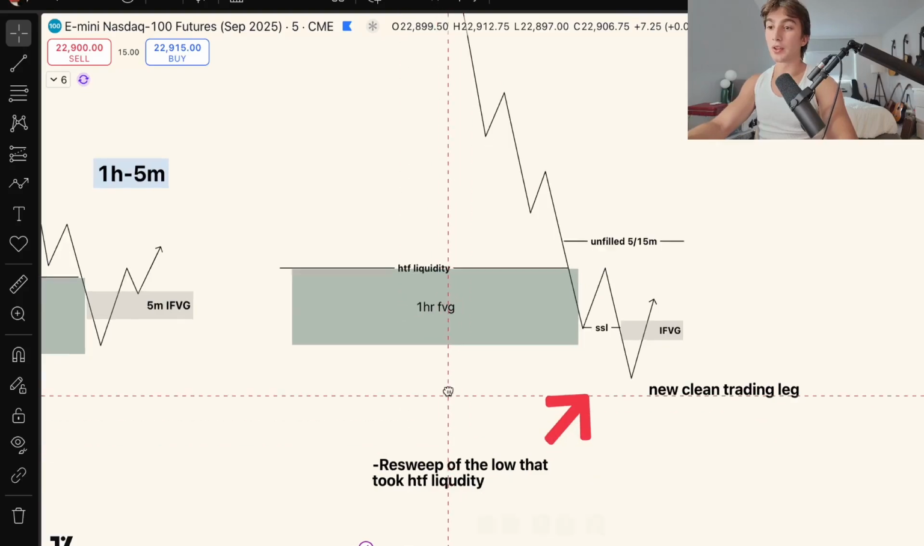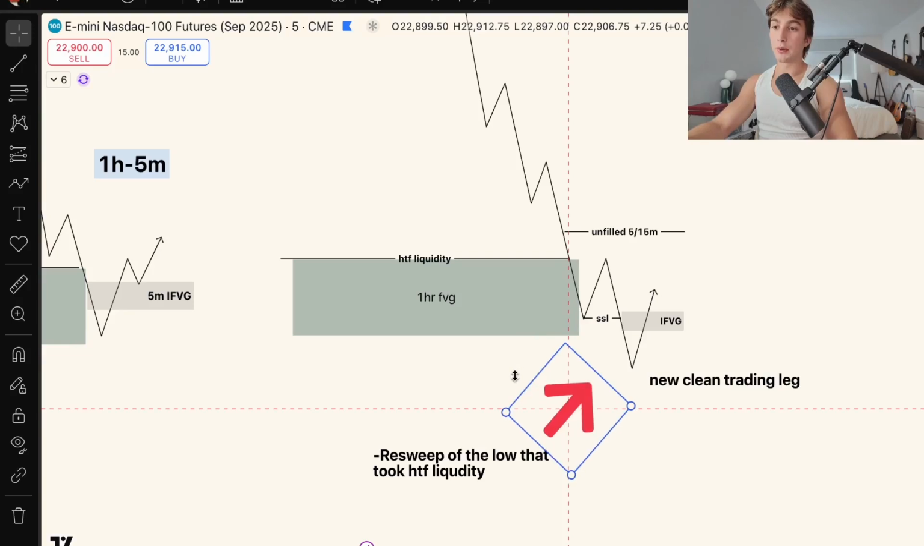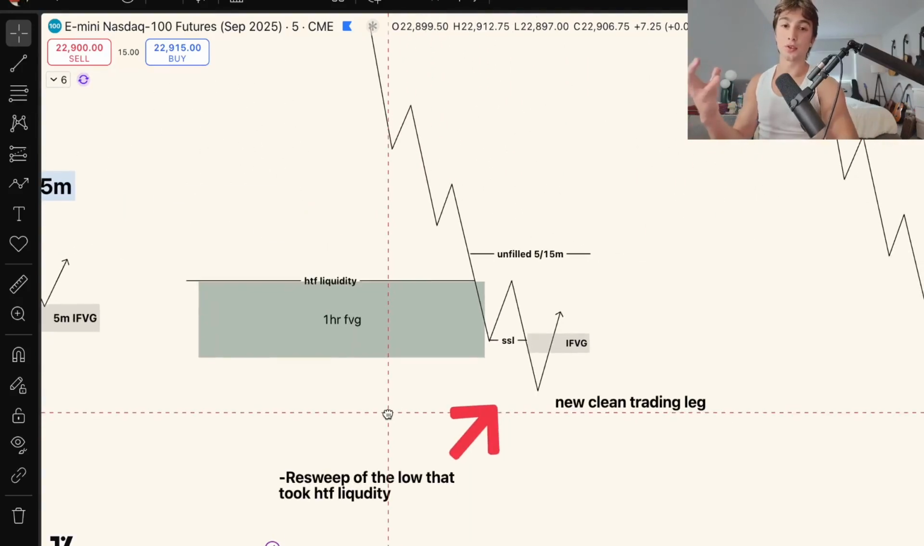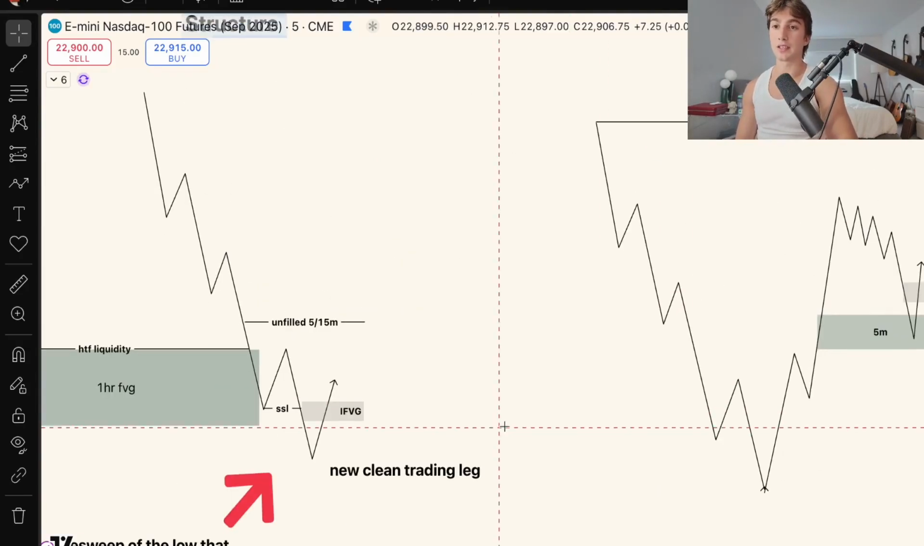So you have a resweep of the low that took higher time frame liquidity, and you have a new clean trading leg. So these are both great examples of when these reversals are way higher probability in comparison to just longing because you hit a higher time frame key level.